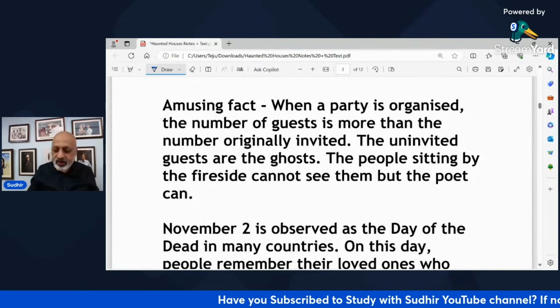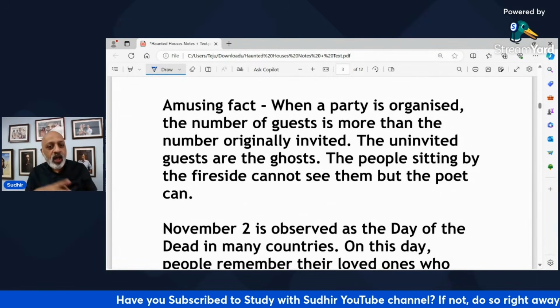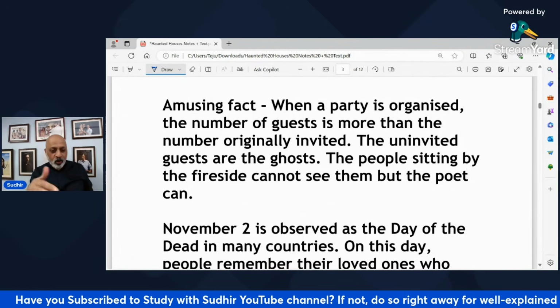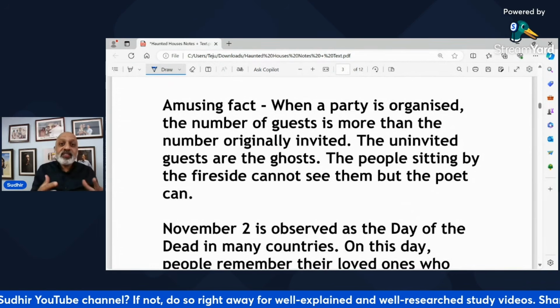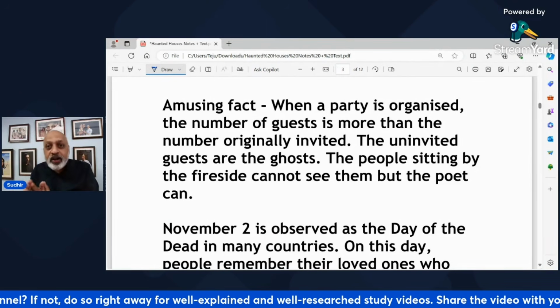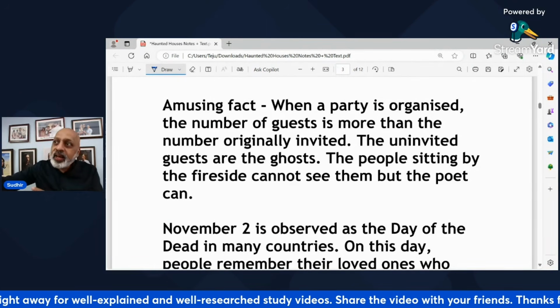Now, the amusing fact which I found in my research is that when a party is organized, the number of guests is always more than the people who have been invited. You have invited 10 people, but there are 14 people.